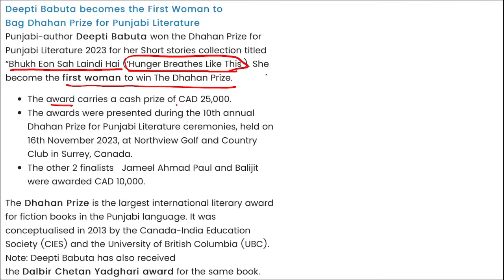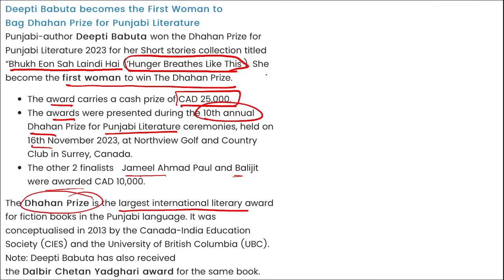This award carries a cash prize of CAD 25,000, that is Canadian dollars. The award was presented during the 10th annual Dhahan Prize for Punjabi Literature ceremonies held on 16th of November. The other two finalists were also marked, and this Dhahan Prize is the largest international literary award for fiction books in Punjabi language.